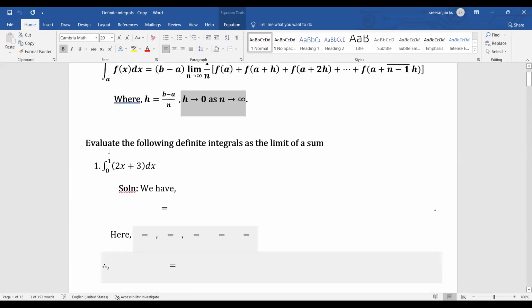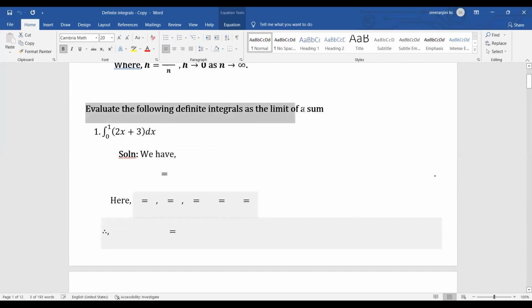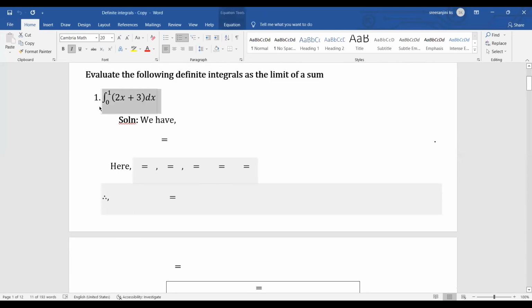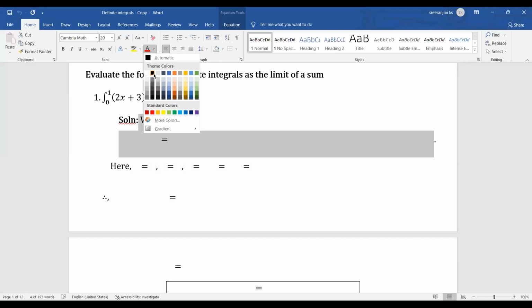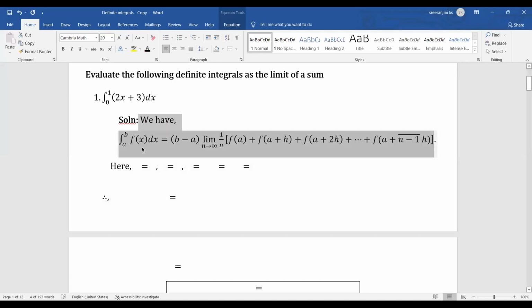Now moving on to problems. Evaluate the following definite integrals as the limit of a sum. First problem: integral 0 to 1, 2x plus 3 dx. We'll start with the formula. We have integral a to b f of x dx is equal to b minus a, limit n tends to infinity, 1 by n, f of a plus f of a plus h plus f of a plus 2h plus etc. plus f of a plus n minus 1 h.